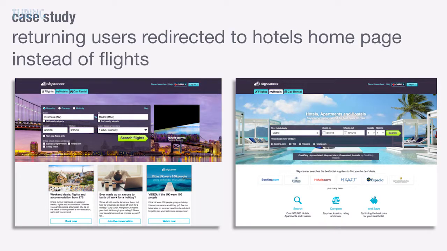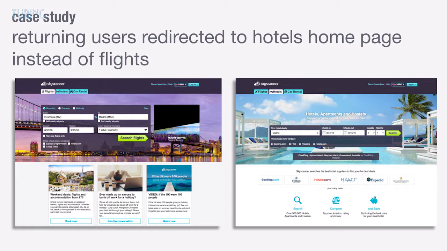Okay, so the first case study, we ran an A/B test where we had this insight that we have a flights product. A lot of people like us for flights comparison. We also have a hotels product, and we do exactly the same thing for hotels that we do for flights. We aggregate hundreds of results, millions of results, and we allow you to do comparison on our site to find the best deal for your trip.